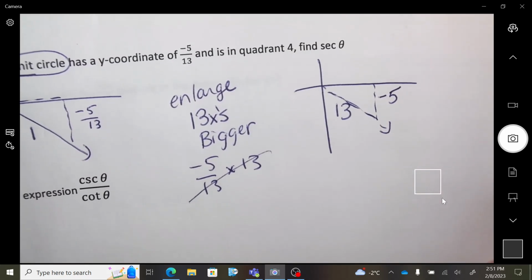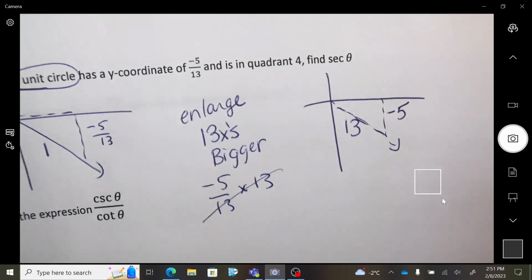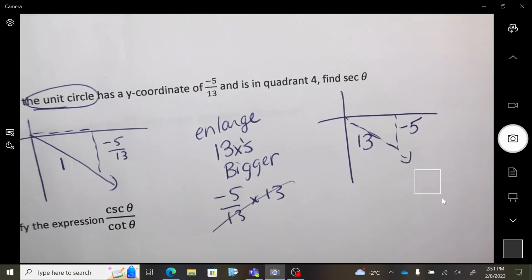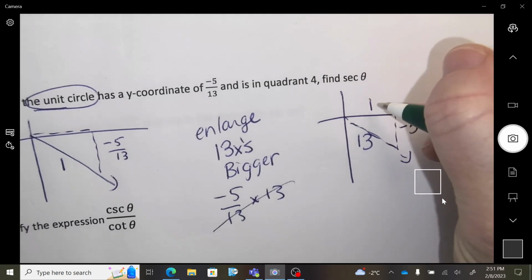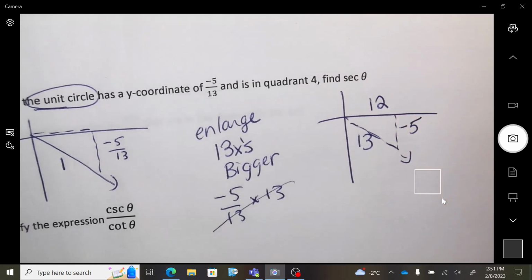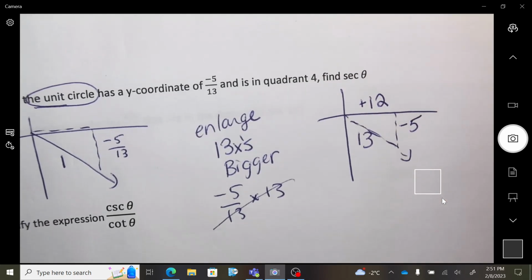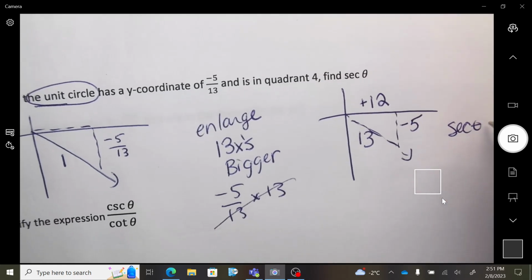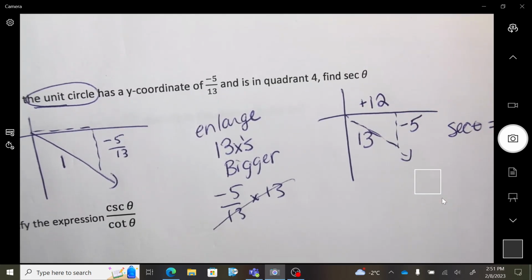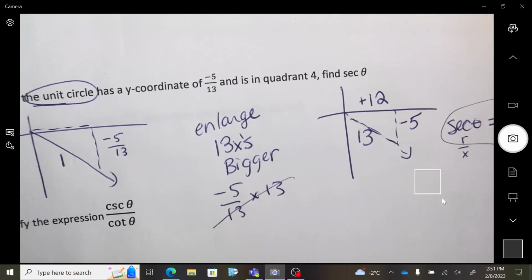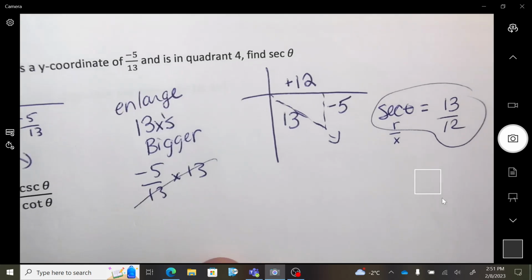Pythagorean theorem. Okay to tell you that it's 12? Yeah, I trust. Tell me positive or negative side. Positive. Secant of the angle is what? It's r over x. r is 13 over x is 12. So 13 over 12. Boom, done.